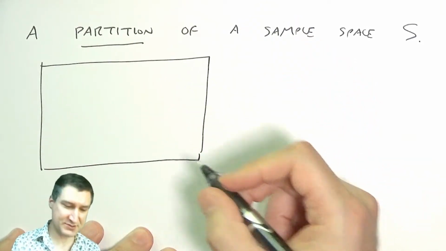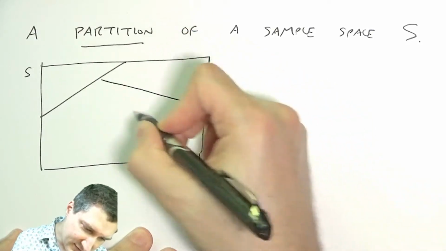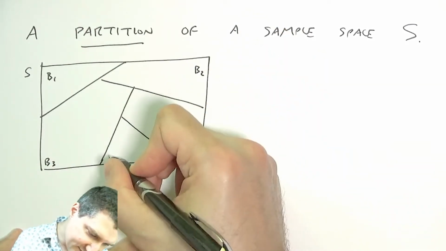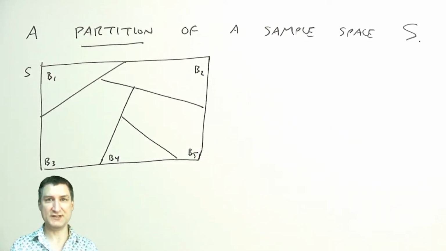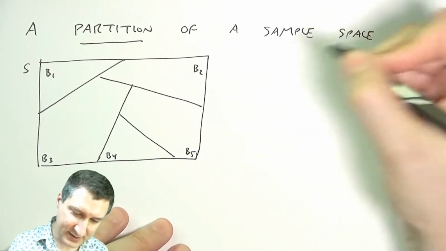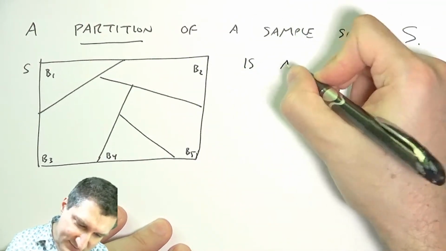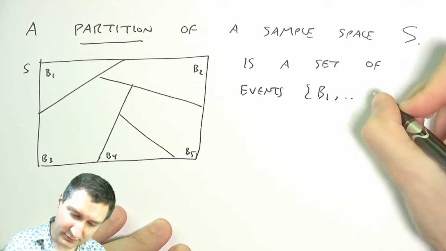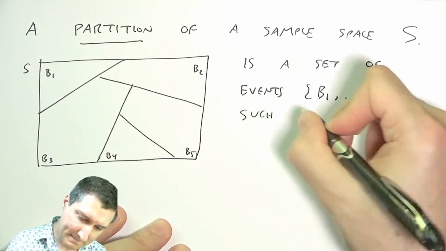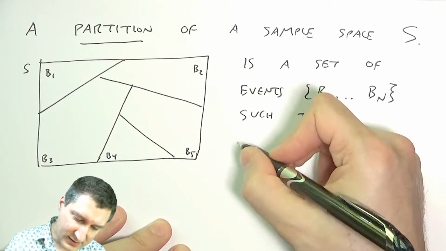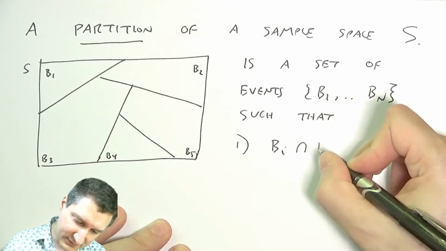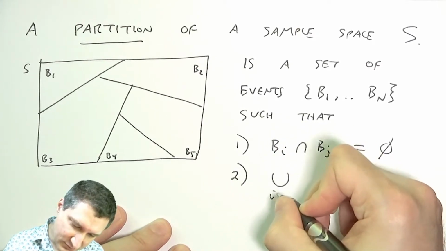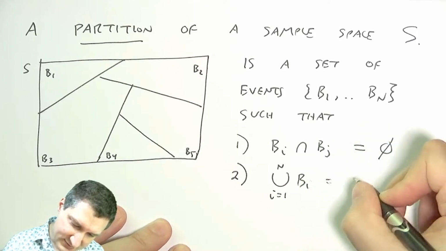So here is a sample space, and I'm going to divvy this sample space up into several events. And together, the events make up the whole sample space, and they don't overlap. So saying that mathematically, a partition of a sample space S is a set of events B1 through Bn such that, number one, the intersection of any two of these events is the empty set. They don't intersect. And number two is that the union of these sets is the whole sample space.